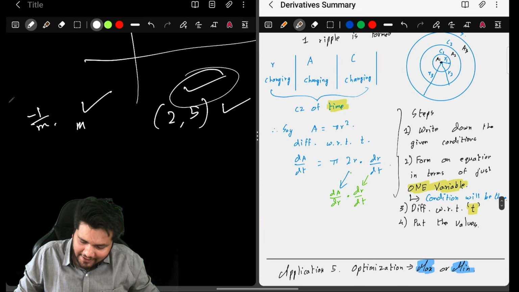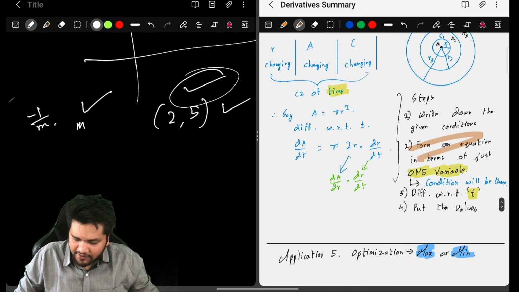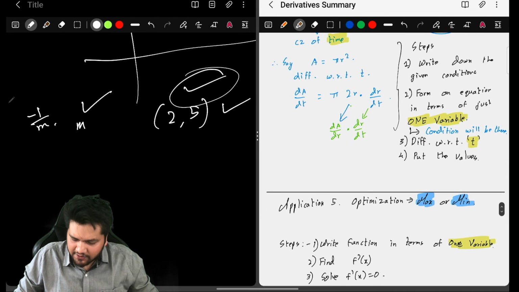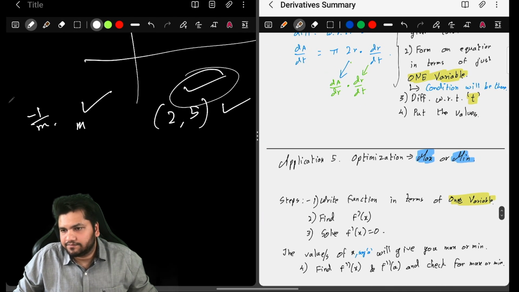So write down the given condition first, form an equation in terms of just one variable. Now this is very important. If there are two variables or three variables involved, generally two variables are involved, so you better convert everything in terms of one variable, then differentiate it with respect to t, put the values, get the answer.